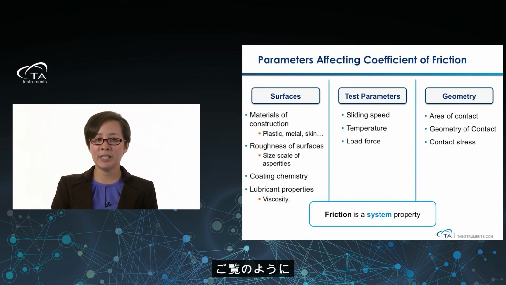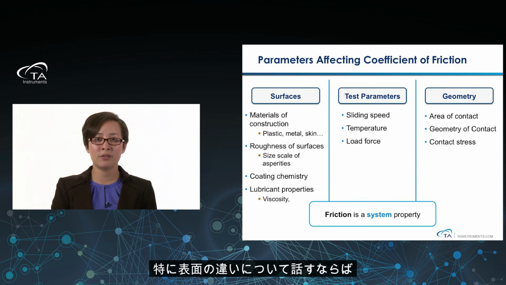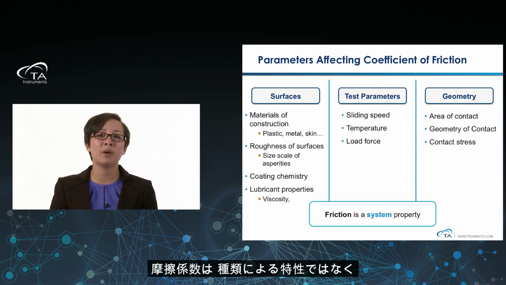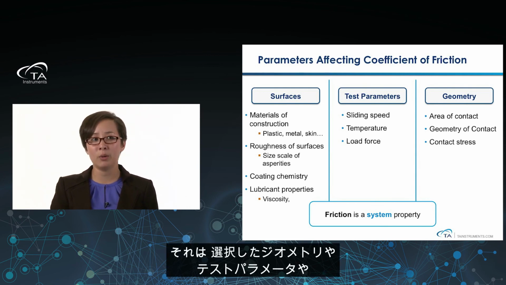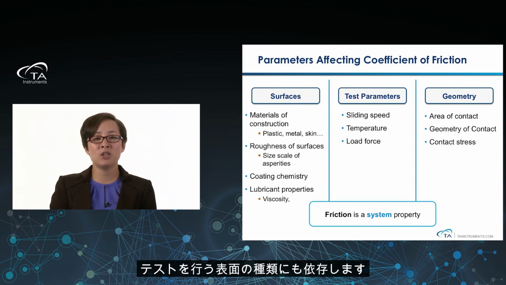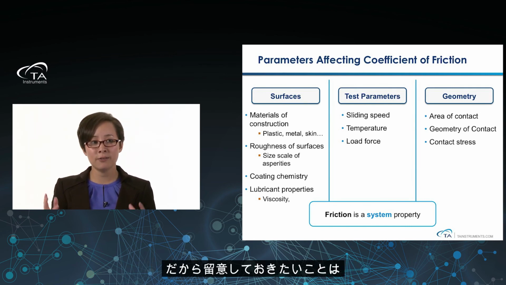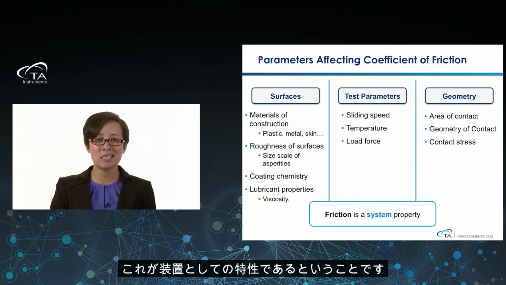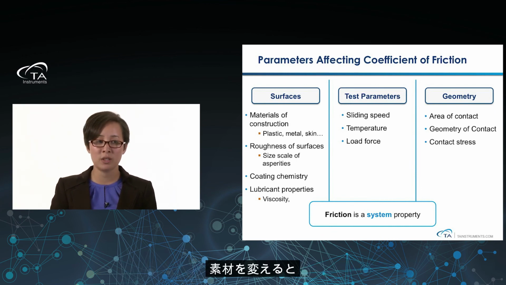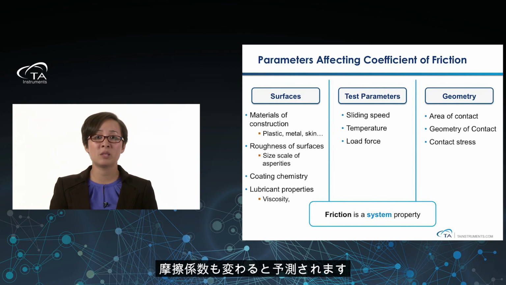So as you can see here, specifically when we talked about the different surfaces, the coefficient of friction isn't just any type of property, it's a system property. It will depend on the geometry that you've chosen, the test parameters, and then even just what kind of surfaces you've chosen to do this testing on. So that's definitely something to keep in mind, that it is a system property. So when we change materials out, we would expect the coefficient of friction to change.